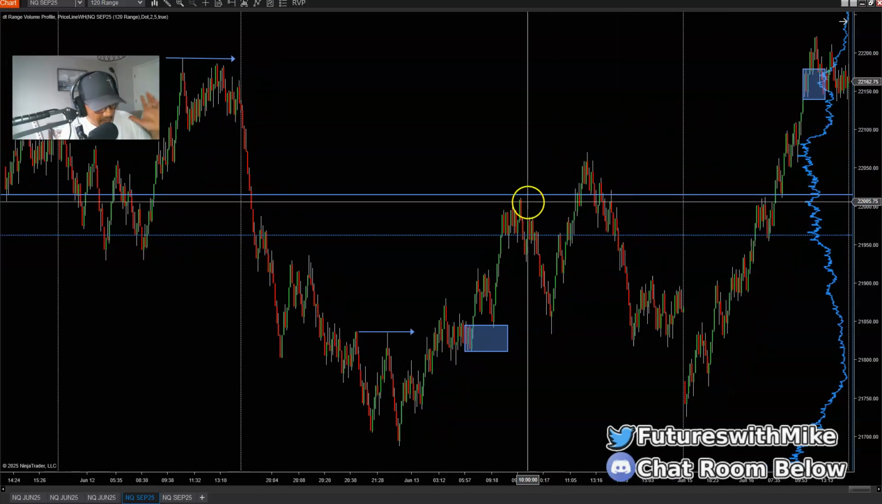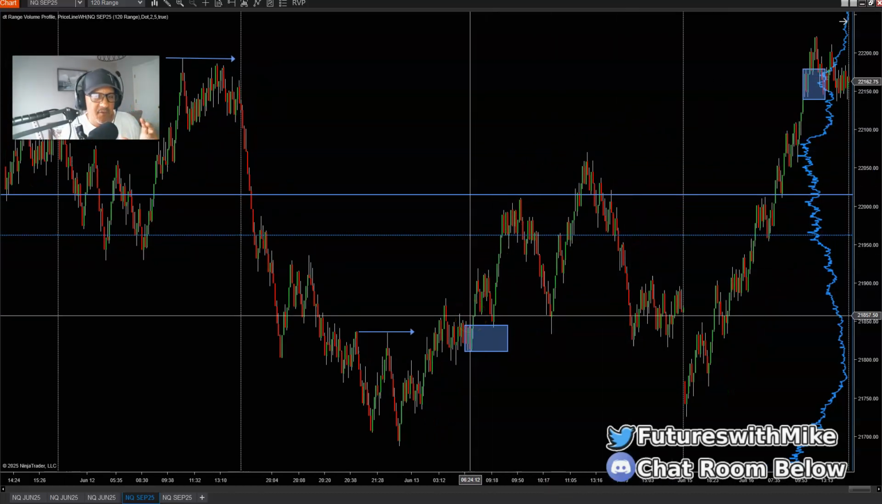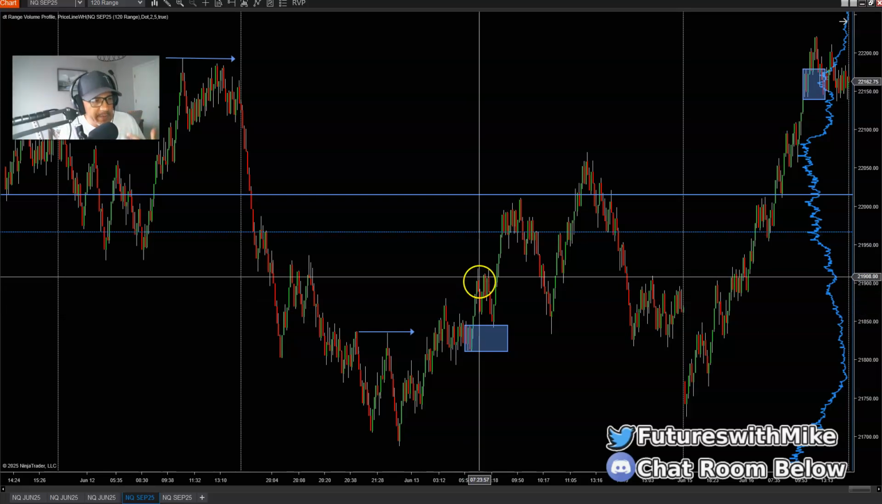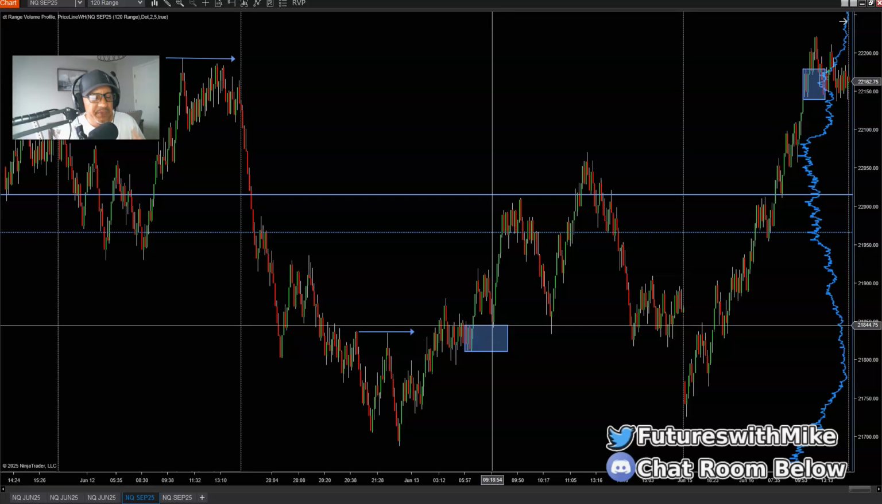So again, I just told you the difference between what a high probability versus low probability setup looks like, based on what makes it high probability. So that's rule number 3. Once we basically get the pullback to our zone, it's a matter of looking for the rejection.